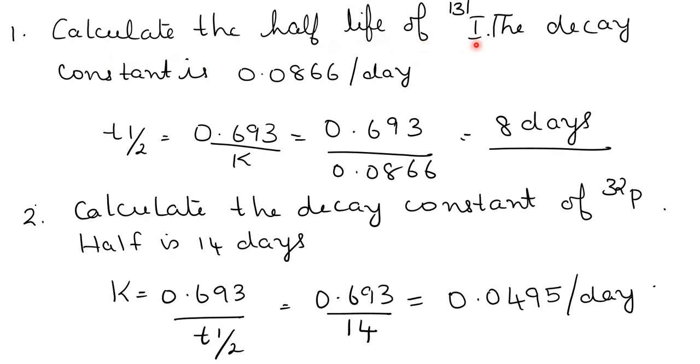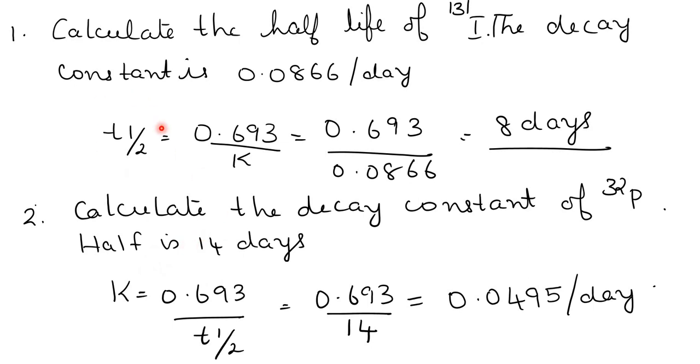Calculate the half-life of I131. The decay constant is 0.0866 per day. So, if they have given the units per day, our result also will be in days. If it is minutes, it will be minutes. If it is years, it will be years. Because this is having no dimension, this is having no unit. So, T half is 0.693 by K. So, 0.693 by 0.0866, which is 8 days.